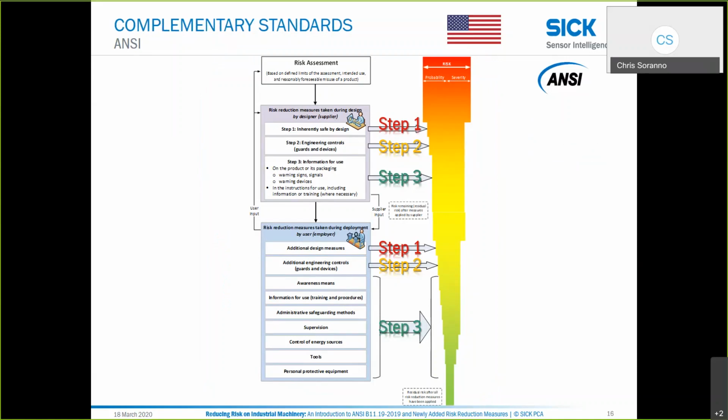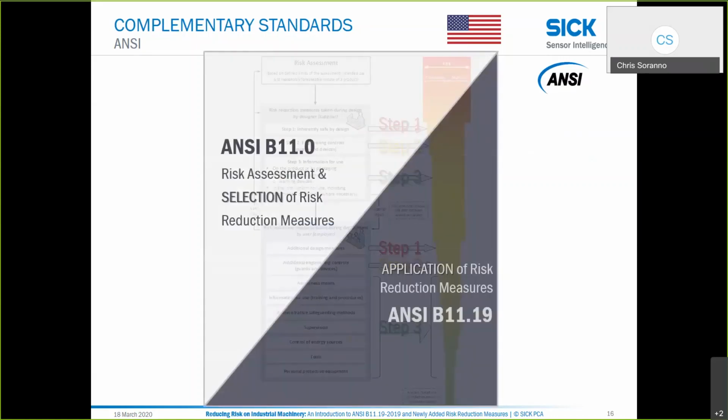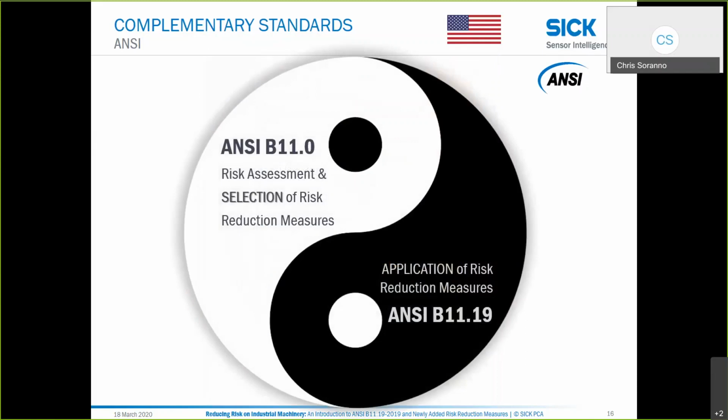So, big picture, looking at this again, on the left side, we have the risk assessment portion and selection of the measures. On the right side, we have the application of the risk reduction measures, following and including validation of them. And so what we see really is this harmonized alignment between ANSI B11.0 and B11.19, where, at least in my opinion, these two together really form a very full, complete picture that can be applied across industry, not just within the B11 family of standards, but across industry as a whole, especially across the US.